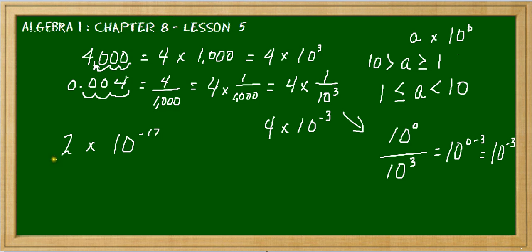Now why did we not move it over 16 and have 0.2? Then it would not have satisfied this particular requirement for scientific notation, that it needs to be greater than or equal to 1. So we have to go all the way to the right of the 2, and we now have 10 to the negative 17 power.